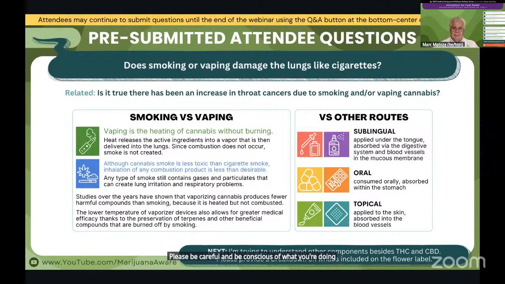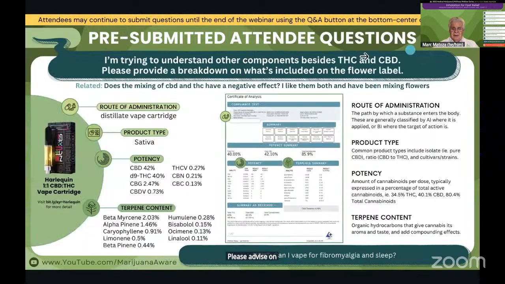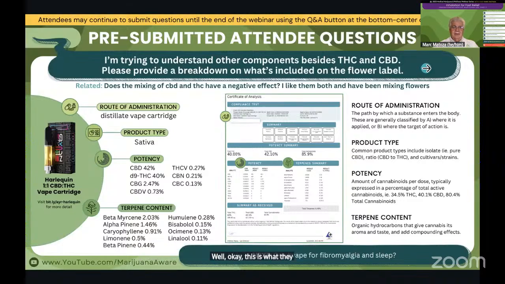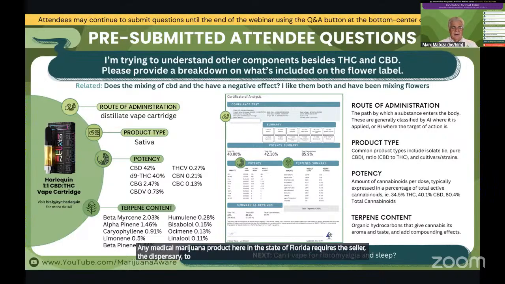Next question is that I'm trying other compounds besides THC and CBD. Please provide a breakdown on what is included on the flower label. Well, okay, this is what they call a certificate of analysis, or COA. Any medical marijuana product here in the state of Florida requires the seller, the dispensary, to have a certificate of analysis or COA for it.